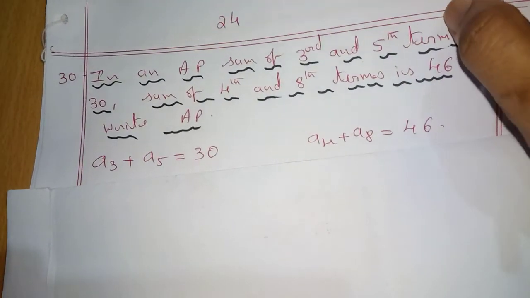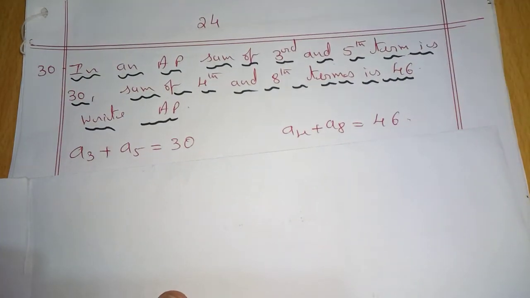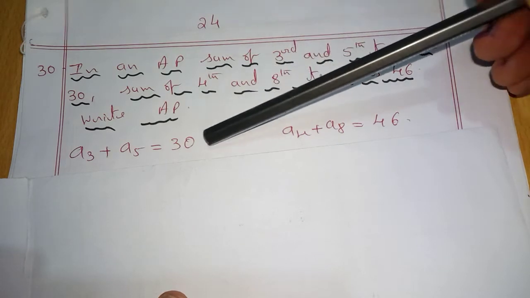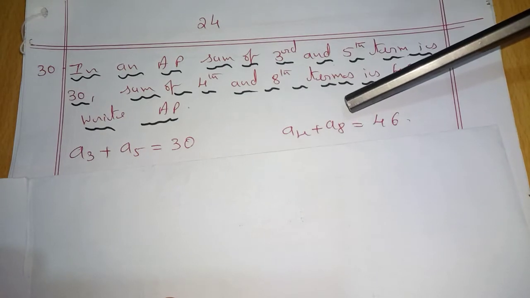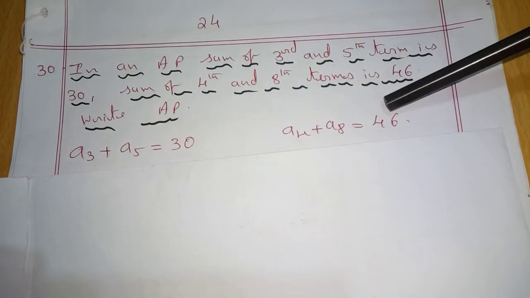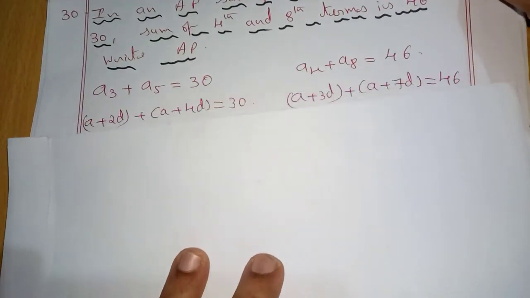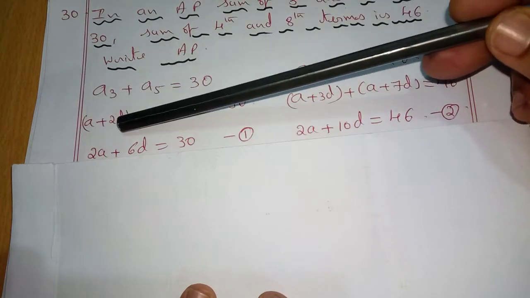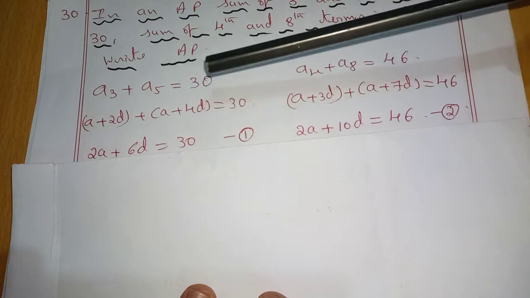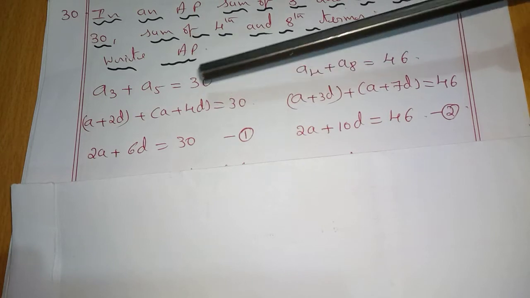Shall we write down what is given? Third term, how do you write? A3. Fifth term, A5. Sum is equal to 30. Same way, A4 plus A8 is equal to 46. Replacing third term by A plus 2D, fifth term by A plus 4D. Add the terms.